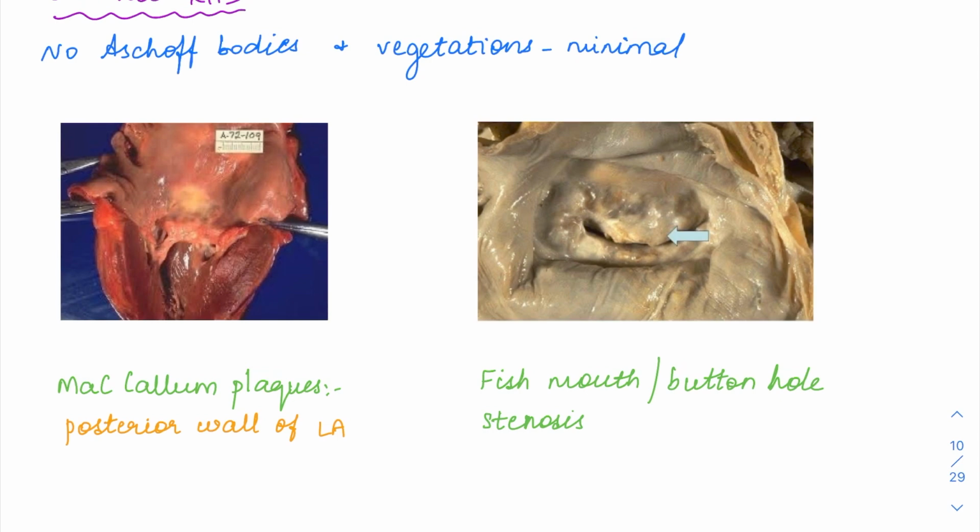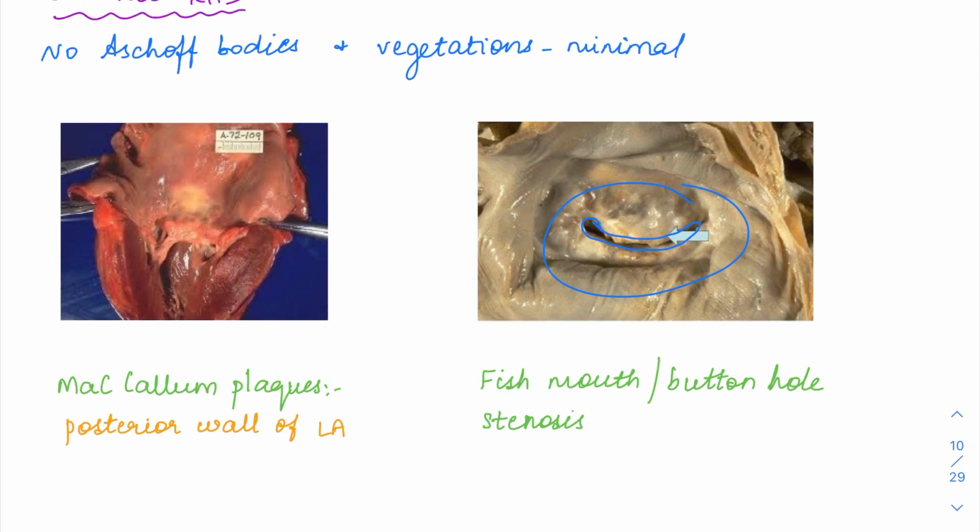So when the valves undergo fibrosis, they will become like this, they will be stenosed. Because of fibrosis, they are going to be stenosed. So it will result in something called a fish mouth or buttonhole stenosis. Doesn't it look like that, like a buttonhole? So this is the valve's opening, which has literally stenosed. So this kind of fish mouth or buttonhole stenosis is a feature of chronic RHD.